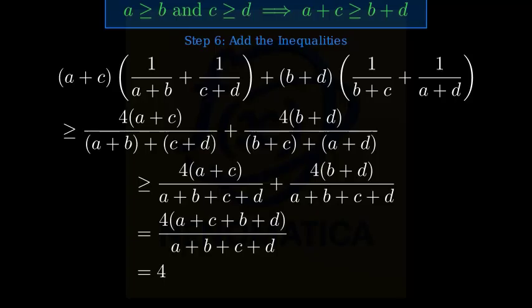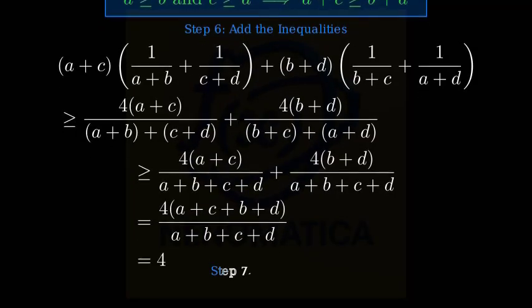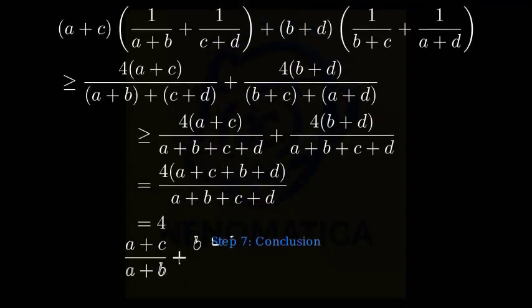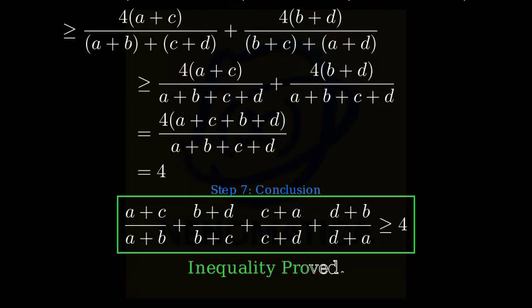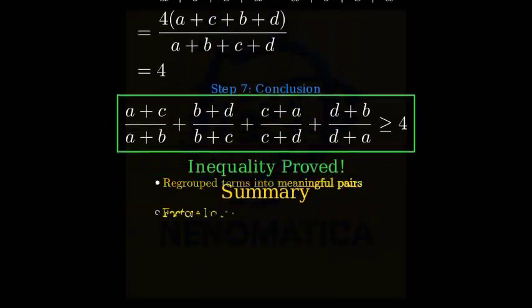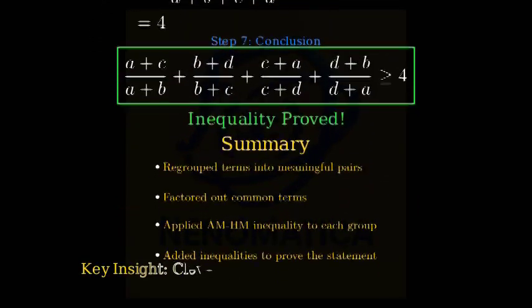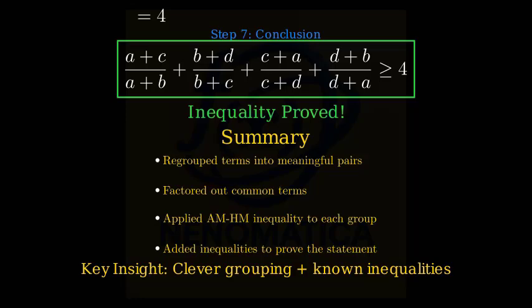Step 7. Therefore, we've proven that the original expression is greater than or equal to 4. To summarize, we regrouped the terms, factored out common factors, applied the AM-HM inequality to each group, and added the resulting inequalities to reach our conclusion.